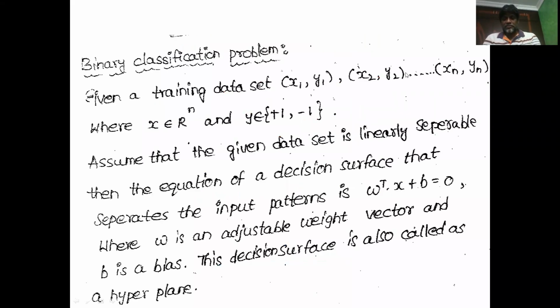So let us start our discussion with what is a binary classification problem and how it is related to linear separability. A binary classification problem is to classify the given data set, which is like (x1, y1), (x2, y2), and so on, (xn, yn), assuming that this is the input set of patterns that belongs to the domain R^n, and there are two targets only. That is, two target classes. The number of target classes is two only.